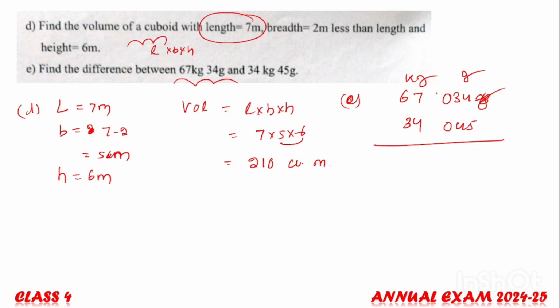4 minus 5, that is 14 minus 5, 9. 2 minus 4, 12 minus 4, that is 8. Here is 9. So 9 minus 0, 9. So 6. 6 minus 4 is 2. 6 minus 3 is 3. So 32 kg 989 gram. It's a very important question. Now next.